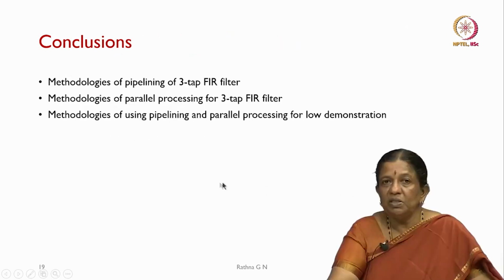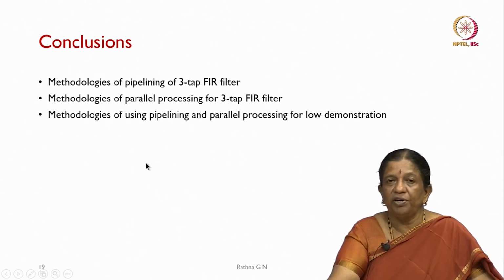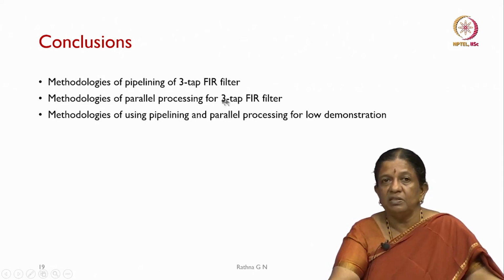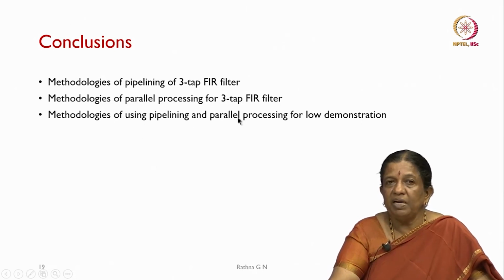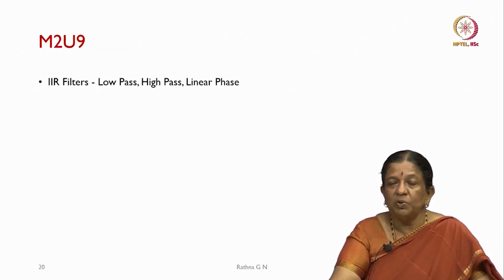So, to conclude this pipelining for low power, we discussed about 3 tap FIR filter for pipelining, and then we consider for parallel processing also 3 tap and then 4 tap and 2 tap filters, and then pipelining and parallel processing together, how you can achieve low power. That is what was demonstrated. You can work out some of the problems and then see that how it is going to improve on your power consumption, that is what it is going to be reduced.